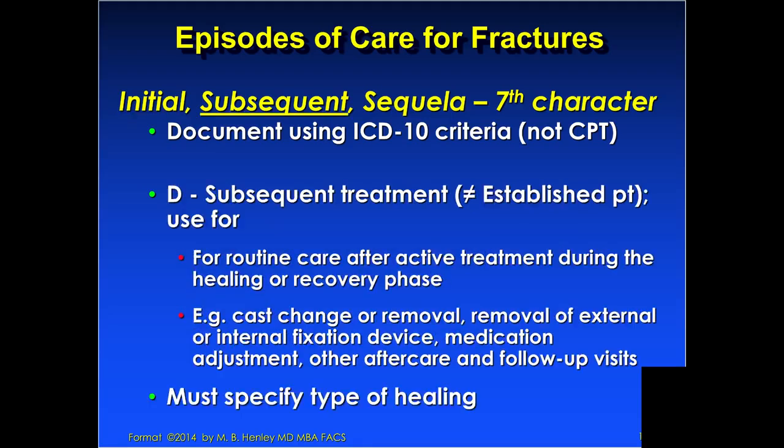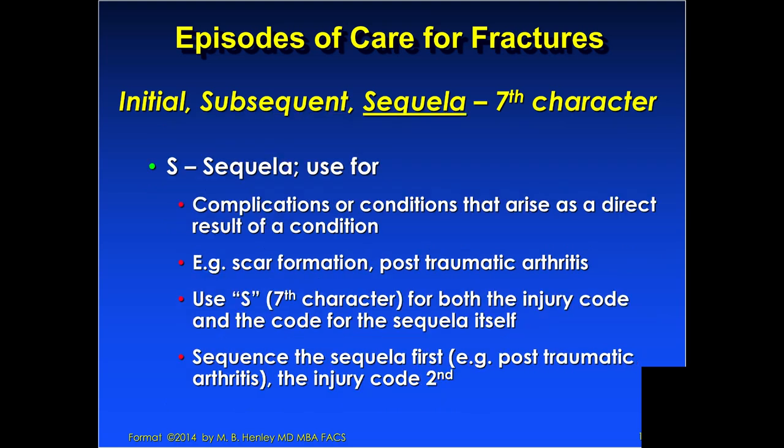The D is for subsequent treatment, and this is, again, as I said, not the same as either a new or an established patient. It's for routine care after active treatment during the healing or recovery phase. And so D would be used as an example for a cast change or removal of external or internal fixation device, medication adjustment, or other aftercare during follow-up visits. So you may use an established patient in CPT at the same time, but it isn't necessarily synonymous, because you could also use a sequela for an established patient, which is the result of complications or conditions that arise as a direct result of a condition. Post-traumatic arthritis is an example. So the S would be in the seventh character space. So new patients, initial hospital visit, established patients, subsequent hospital visits are completely different than the ICD-10 code set.